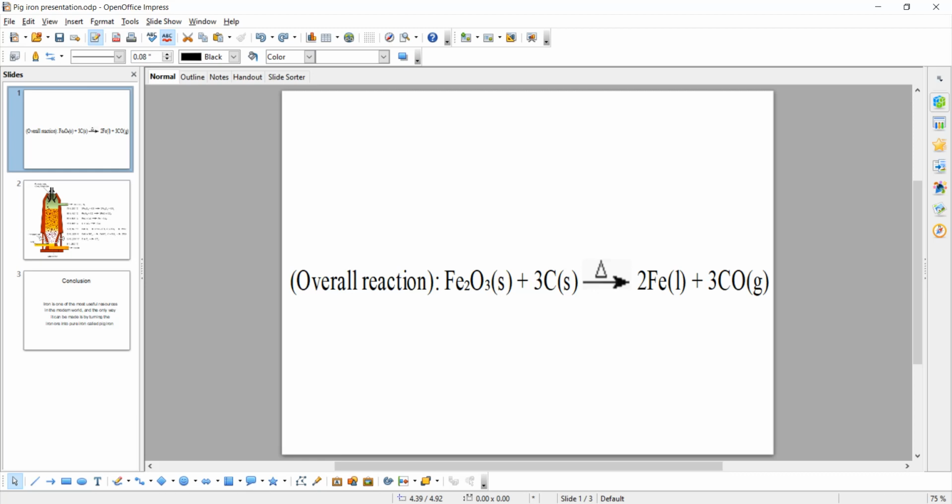So the reaction I'm going to be going over today is the reaction of turning roasted iron ore into liquid iron, or pig iron. In order to do this, we have to have the roasted iron ore, and then we add it with some coke in its solid state, and when reacted with heat, we'll get liquid iron and CO in its gaseous state.